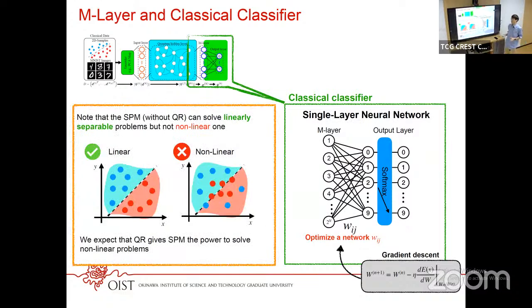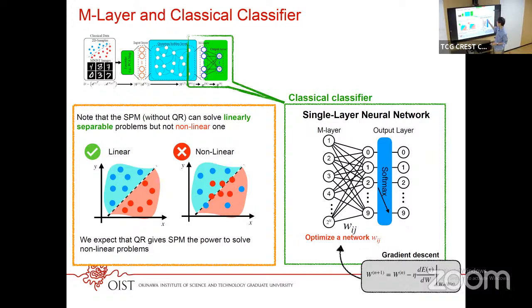Before showing our result, I would like to briefly note one point. A single perceptron model, without a quantum reservoir, can solve the linearly separable problem, but not a nonlinear one. For example, this is a linearly separable problem because we can draw a line here, then we can separate the two regions, blue and red. On the other hand, this one is known as a nonlinear Gaussian separable problem.